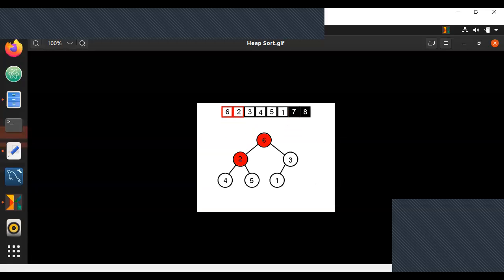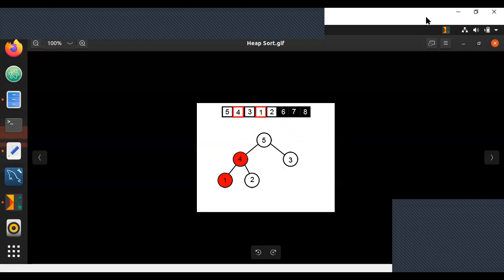So the point is to get the highest value as root. The point is always to get the highest value as the root. Once you get the highest value as the root, then you keep solving it based on binary search tree. So 5 is the highest value.